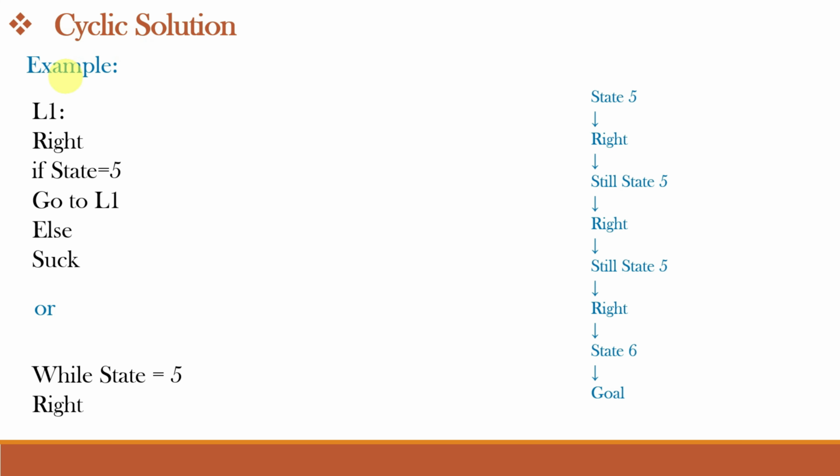Now sometimes an action may fail several times before succeeding. So instead of writing the same action repeatedly, we use a loop. The agent keeps performing right action while it is still in state 5. So if state is equal to 5, go to L1, that is right. And this is a loop. And as soon as the movement succeeds, it continues with the next action, that is suck. So this type of looping plan is called a cyclic solution, and it is useful in many real-world robotic applications.